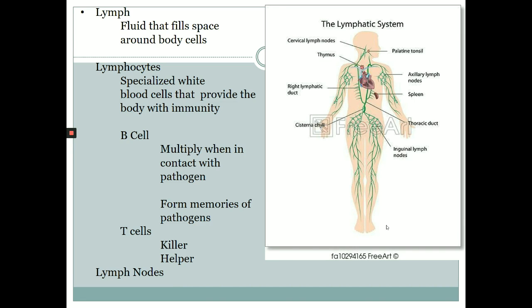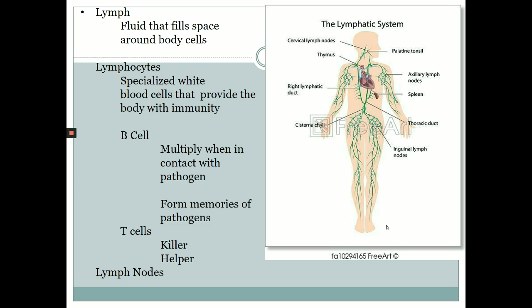The final part of the circulatory system is the lymphatic system. This is the system that makes up the body's immune system. First, we talk about lymph. This is the fluid that fills space around the body's cells and is what lymphocytes travel through, similar to what plasma is to blood. Lymphocytes are specialized white blood cells that protect the body by attacking pathogens and providing the body with immunity. This is done with the use of 2 types of cells, B cells and T cells.